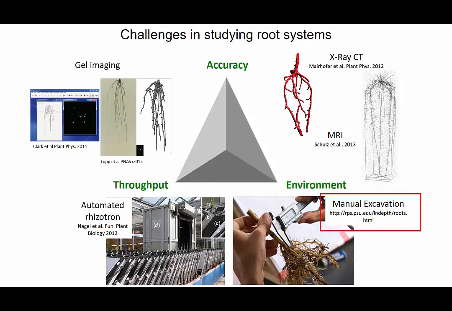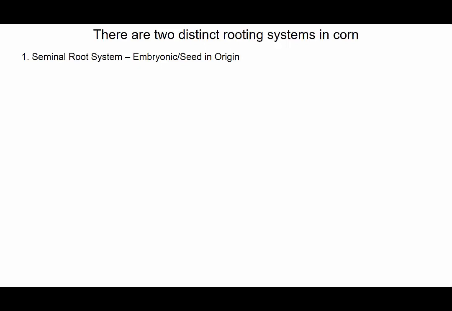manual excavation. So when we think about root systems and these fibrous root systems, there's really two classes of root system within there. The first is the seminal root system, which comes from the embryo and the seed. You may have heard this referred to as the primary root system. This is kind of a misnomer. It's primary in the fact that it's the first root system that appears for the plant, but it is not primary in the fact that it is the major contributor to plant health.